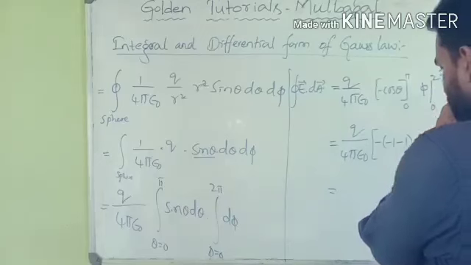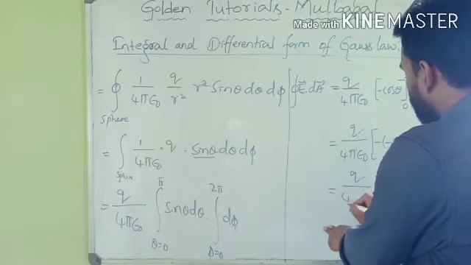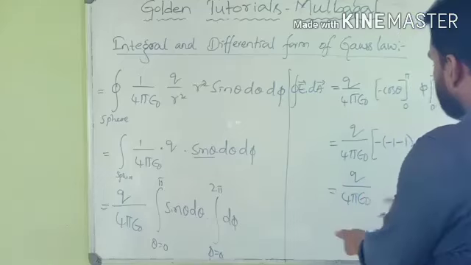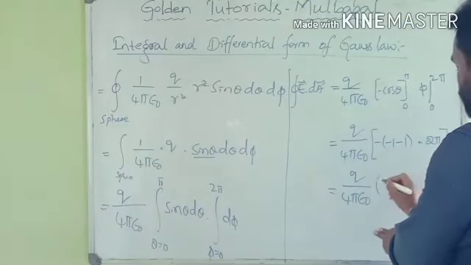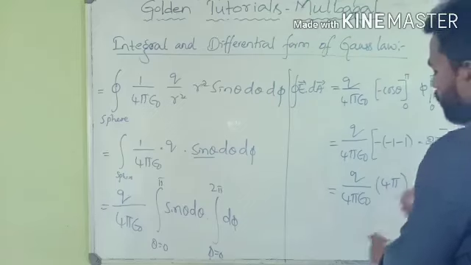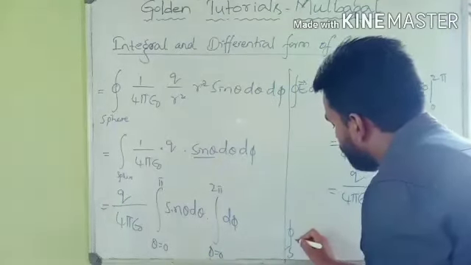So, we are going to get q divided by 4 pi epsilon naught, it is minus 2 into minus. Therefore, it is 2. 2 into 2 pi, it is 4 pi. Therefore, the integral over the closed surface, here it is the sphere, of E dot dA.